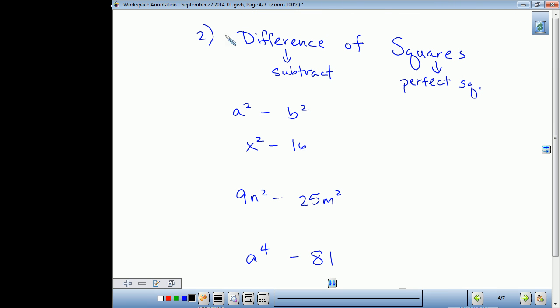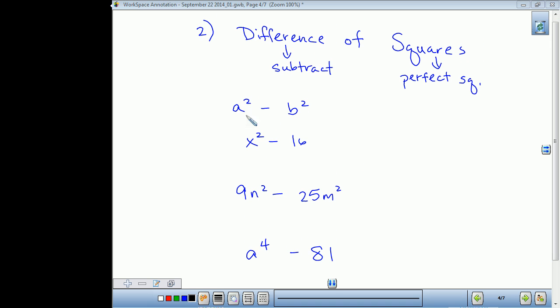All right. The second method we're going to look at today works when we have a difference of squares. Difference means I'm subtracting two things, and squares here means perfect squares. So when we have a binomial that is a difference of squares, this is how we're going to factor it. This is the example. This just tells you how to do it, and these are three little practice problems.